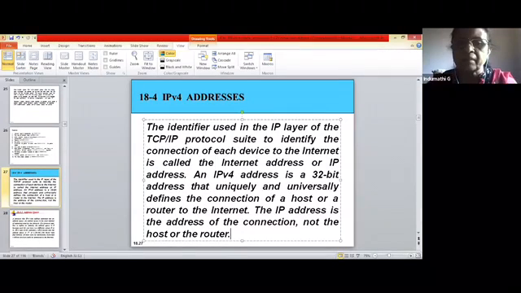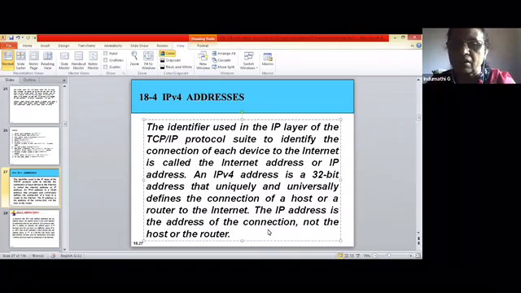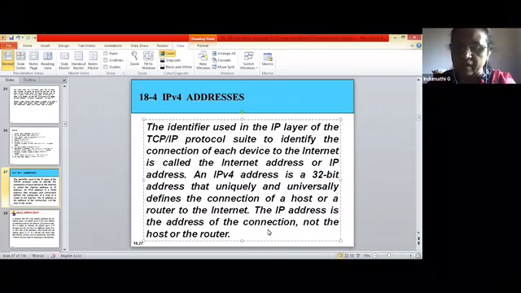The IP layer of the TCP/IP protocol is used to identify the connection of each device, and it is unique and universally defines the connection of a host to the router or to the internet for applications.